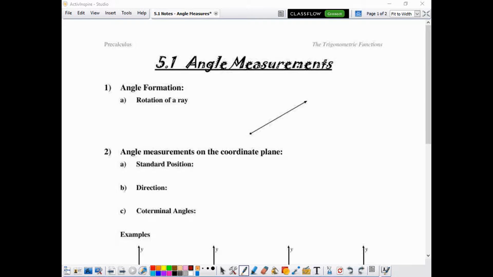Hey guys, today we're going to have an introduction to angles. First of all, how is an angle formed? An angle is formed by the rotation of a ray. This ray right here is what we're going to start with. So this is the initial side.